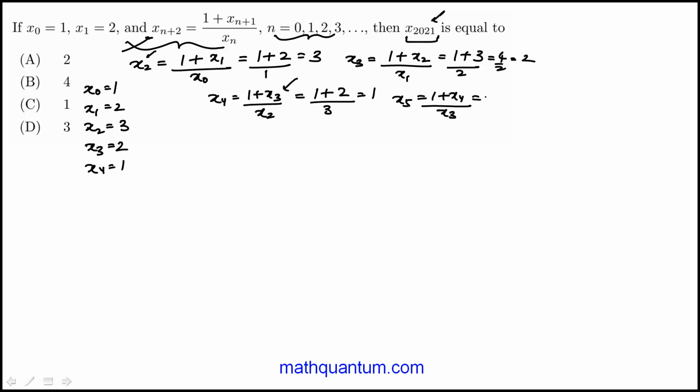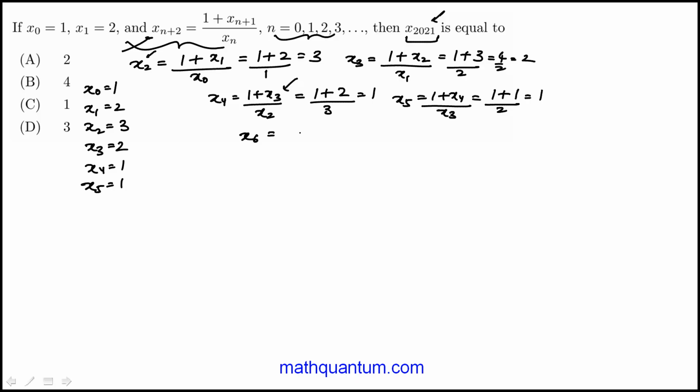1 plus x4 over x3, 2, so it's 1. Let's just make sure. Sometimes, appearing it again. x5 is 1 plus x4 over x3 is 2. Yeah, okay.